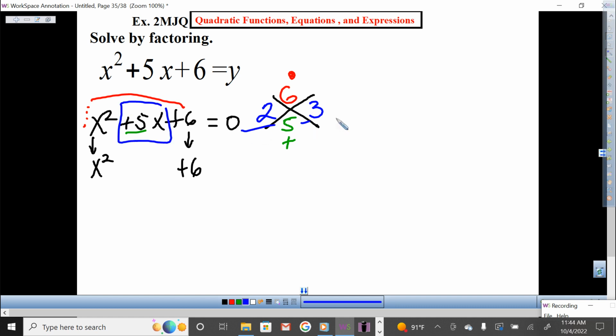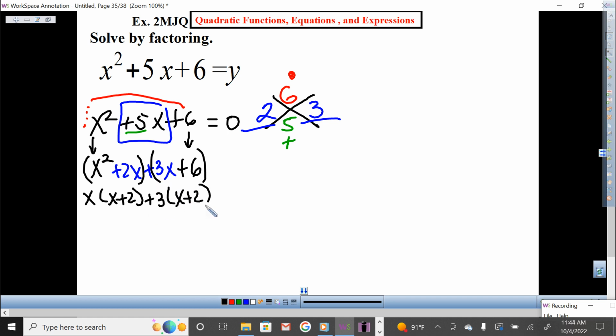what am I going to write? 2x and 3x. Let's group. GCF for the first two: x, that leaves us with x plus 2. GCF for the last two: 3, that leaves us with x plus 2. So what are my factors here, guys? x plus 2. What else?